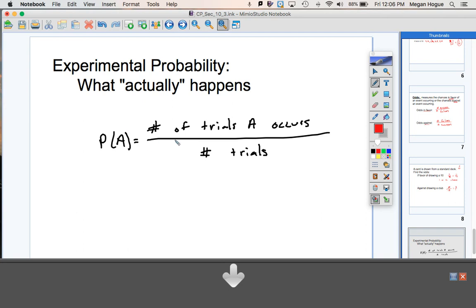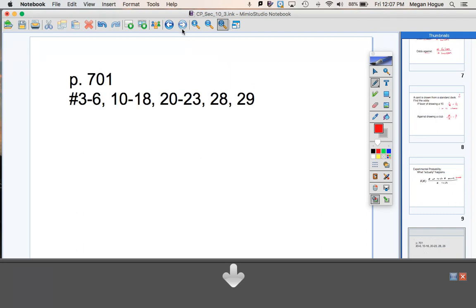So experimental is the number of trials that you have success versus the total number of trials. But again, we don't spend a lot of time with that. You may see a couple story problems with that. All right, so that wraps up our introduction to probability.